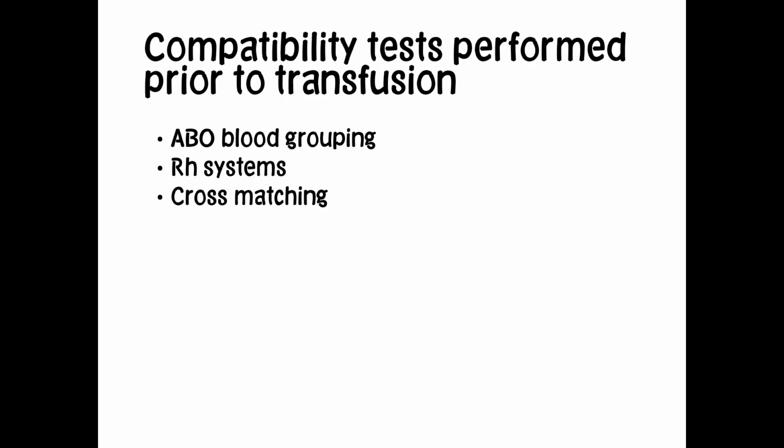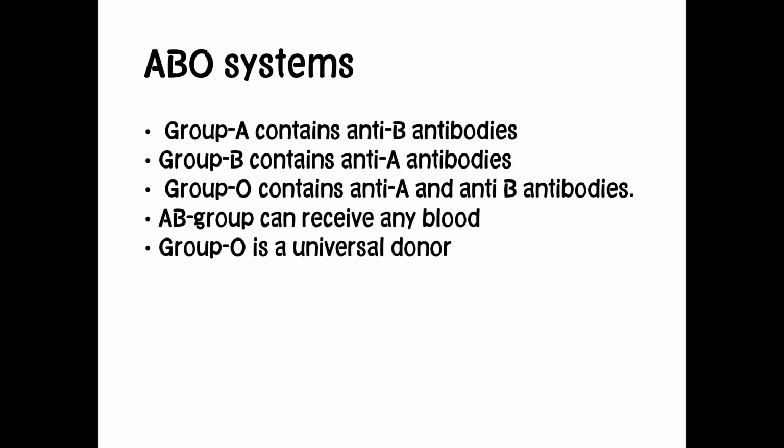Important tests are performed before blood transfusion is done in order to overcome the challenge of transfusion reactions, and these tests include ABO blood grouping, rhesus systems, and cross matching. The ABO blood grouping is guided by the principle which states that the donor's red blood cells react with the recipient's plasma when a transfusion reaction occurs.